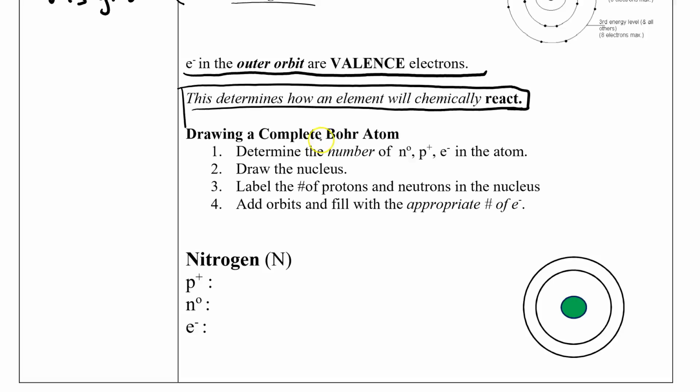So how do we complete a Bohr diagram? Step number 1, determine the number of neutrons, protons, and electrons in the atom. Draw the nucleus, label the number of protons and neutrons in the nucleus, and then add the orbits and fill with the appropriate number of electrons. Not hashtag of electrons, okay? Number of electrons. So let's look at nitrogen.